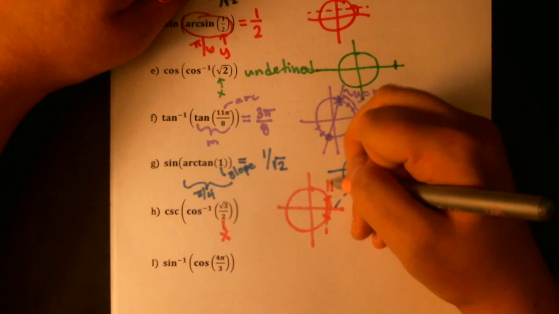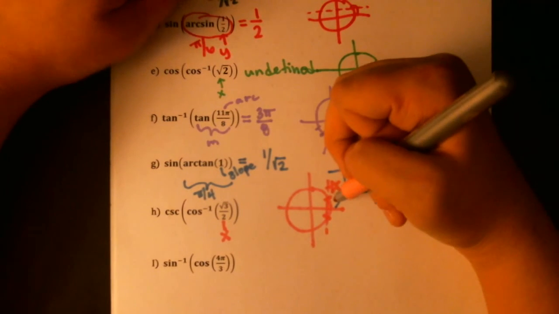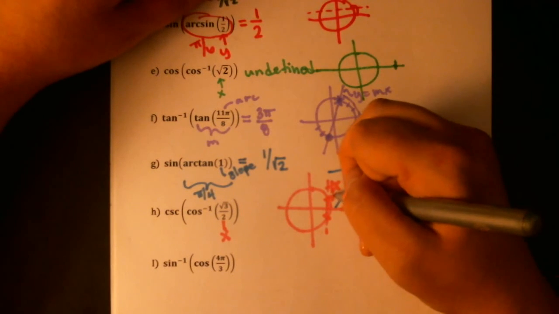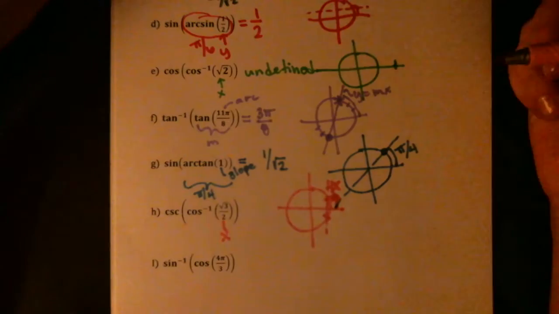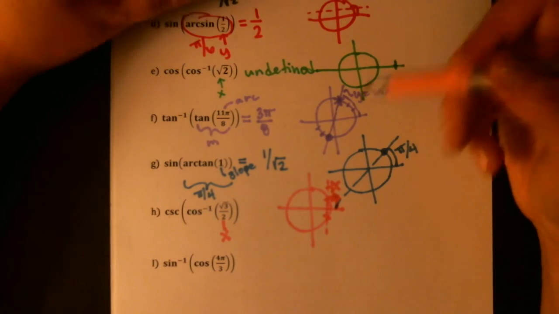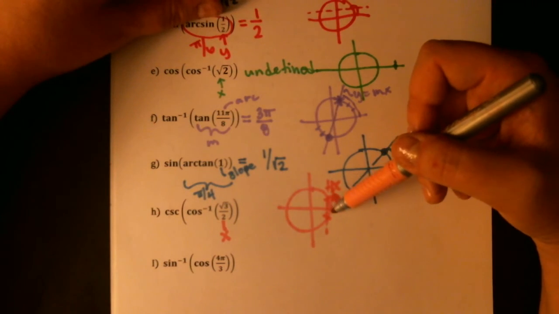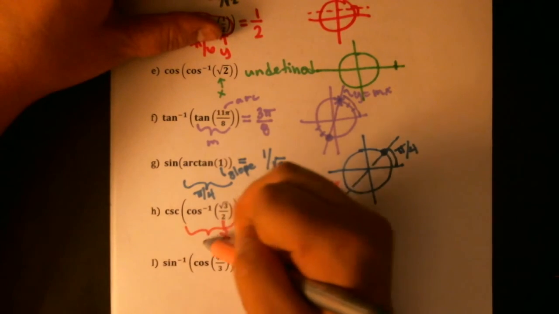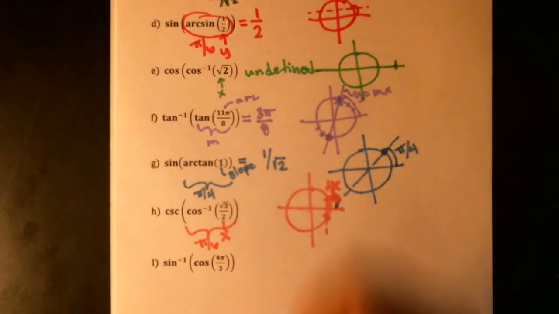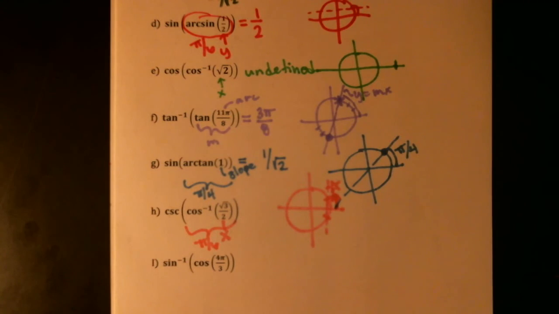Because it's an inverse cosine, it will automatically pick this point in quadrant 1, and it will go looking for this arc length. And once again, we can actually find that arc length. So the arc length here should be pi over 6. So arc cosine outputs the arc length pi over 6.